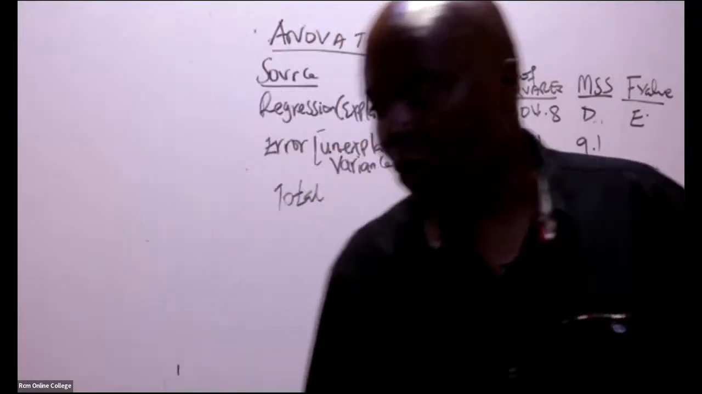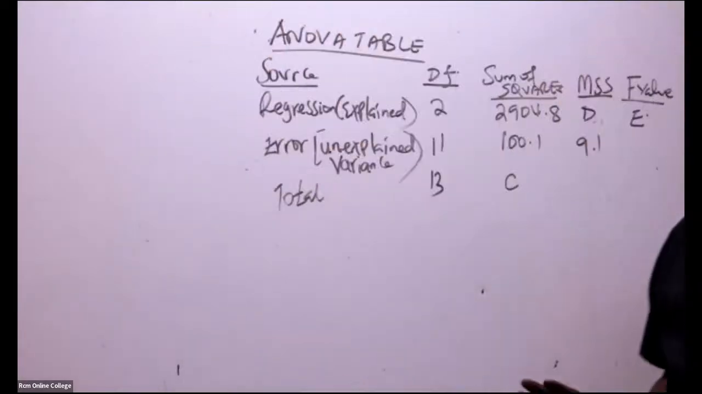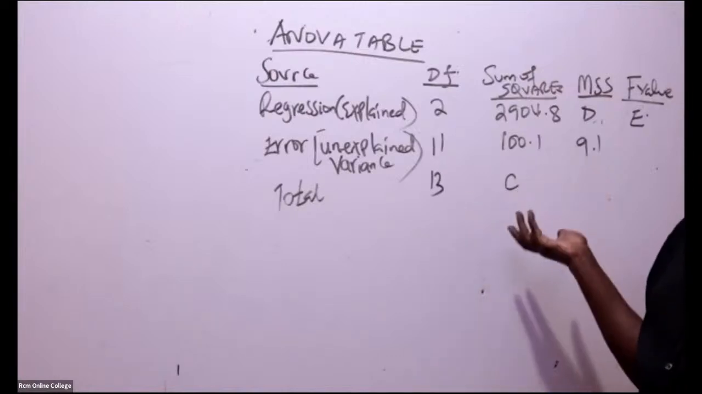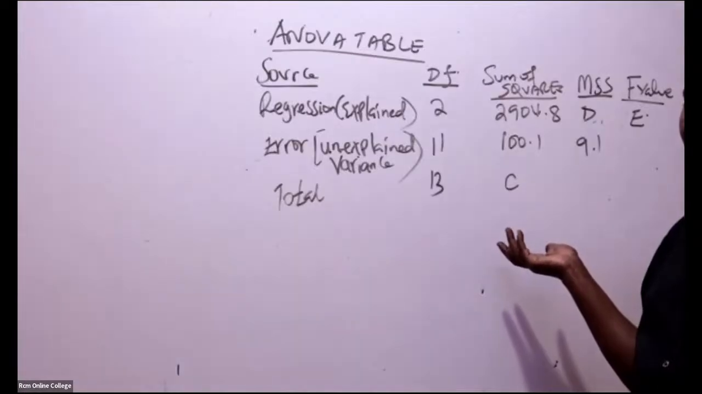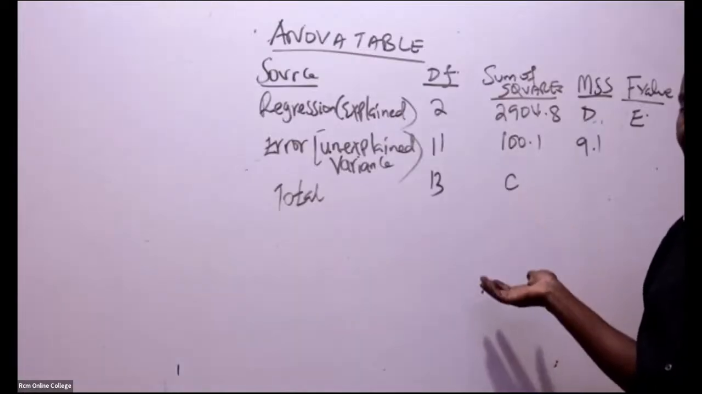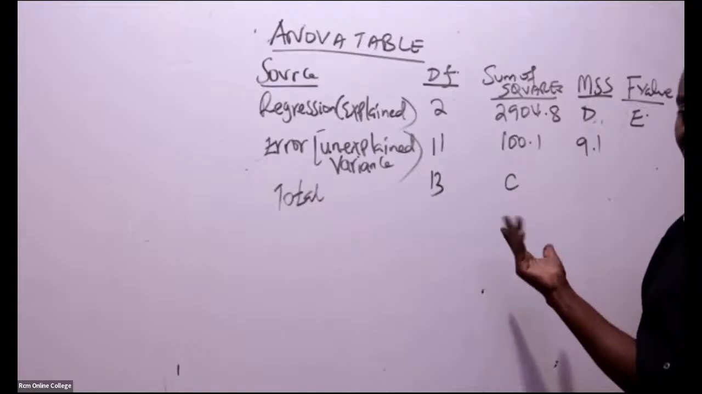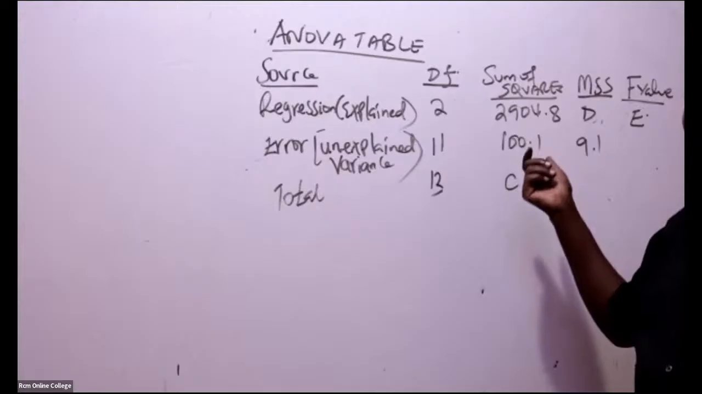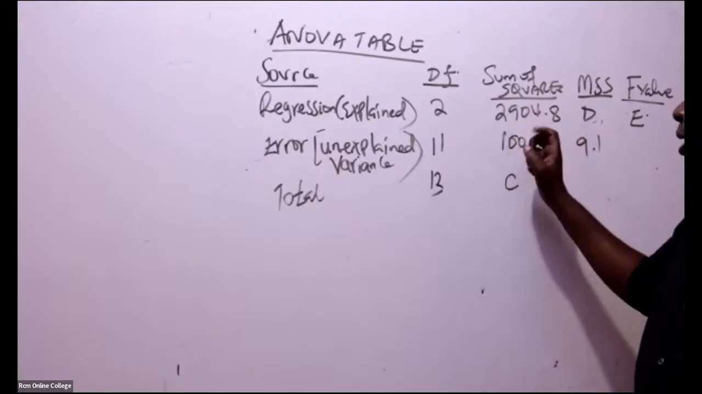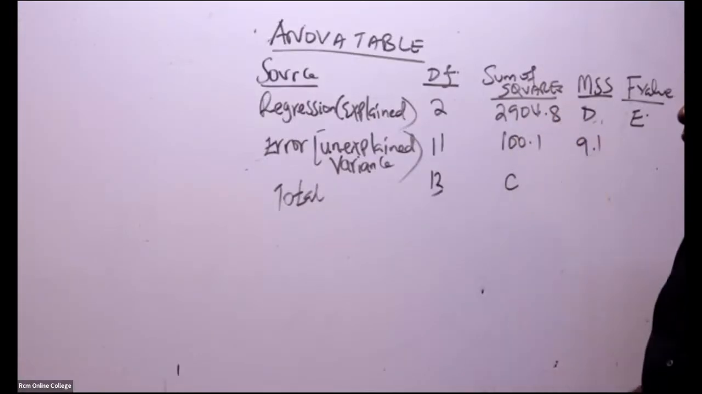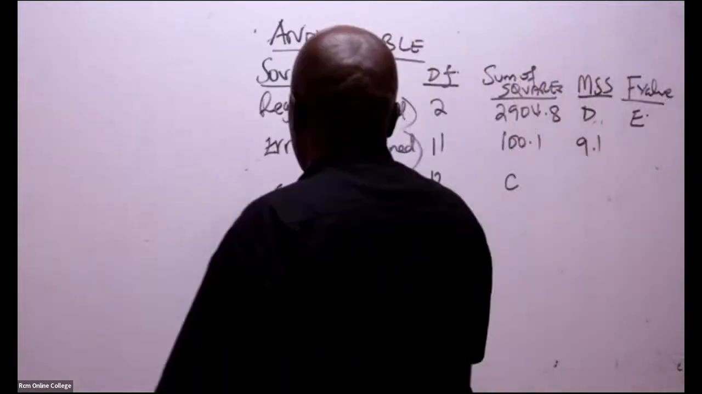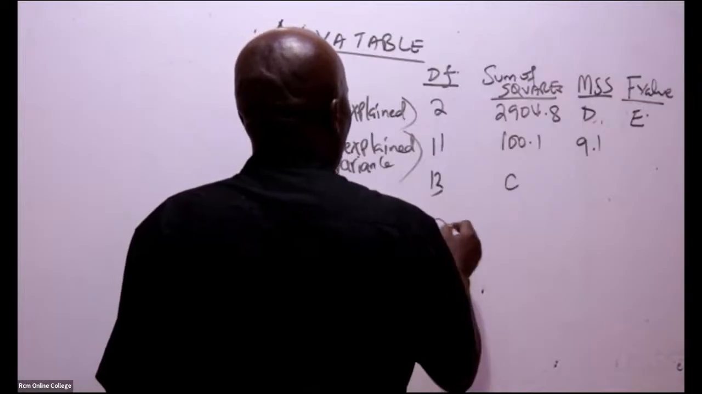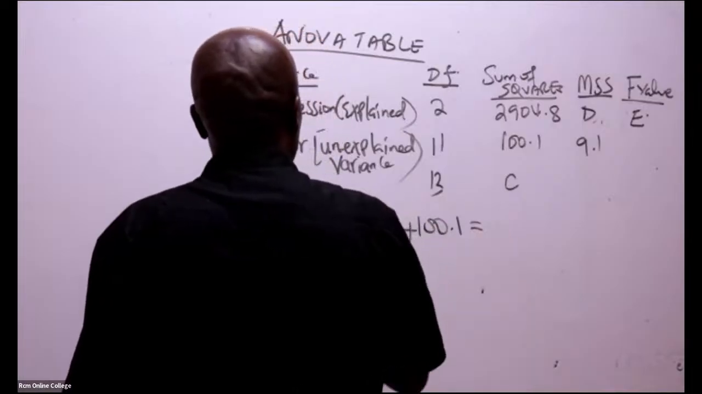People have been able to confirm. Thank you so much. Now they want us to get this C. Can somebody tell me, what do you think we shall do to get C? You can see 2 plus 11 goes to 13. So even here we shall add: 2904.8 plus 100.1. That is C, sorry, C.